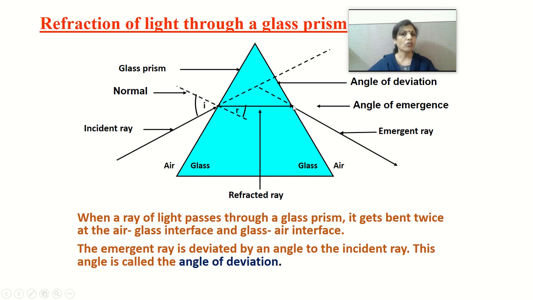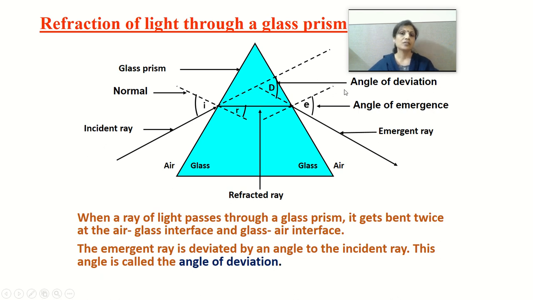If I draw a normal at the glass air interface in this manner, then the angle made by the emergent ray with the normal is called the angle of emergence. And the angle formed because of the intersection of the incident ray and the emergent ray is called the angle of deviation.